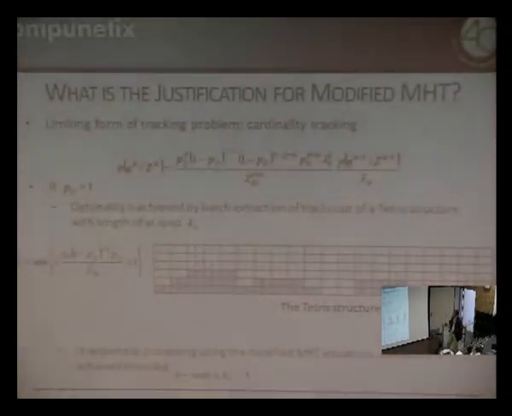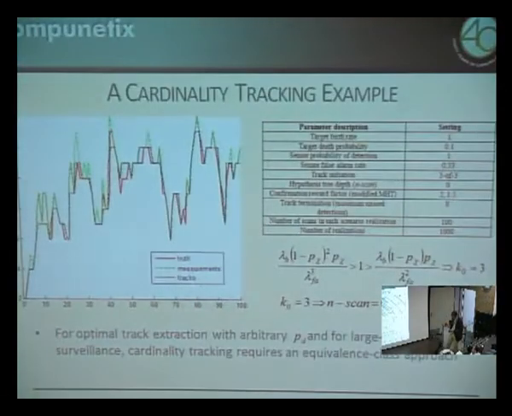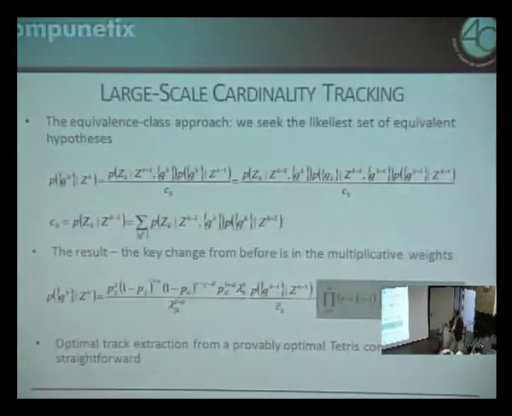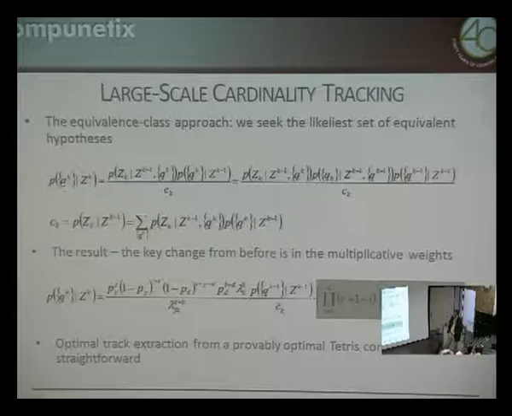I won't go into the details, but I'll just mention that we've worked through the MHT recursion, where rather than operating on single hypotheses, we operate on classes of global hypotheses, classes of indistinguishable global hypotheses. And if you do that, the recursion looks a little bit different, but it turns out that you pick up some factors which precisely match what the modified MHT does. You weigh the longer tracks more heavily.